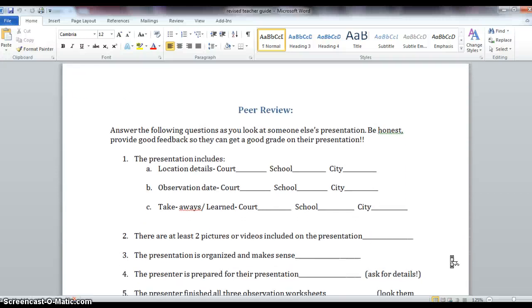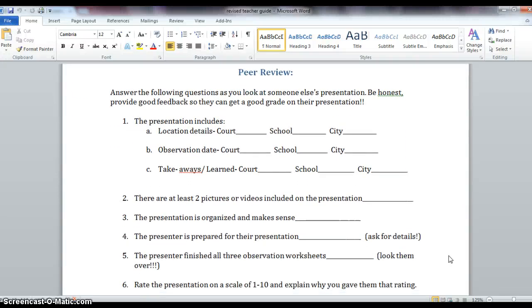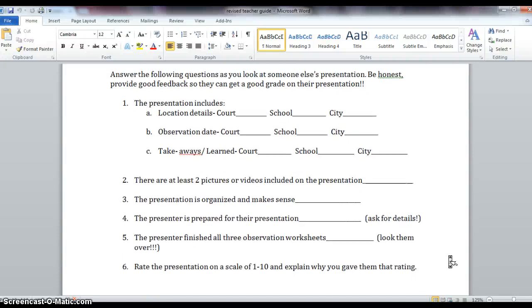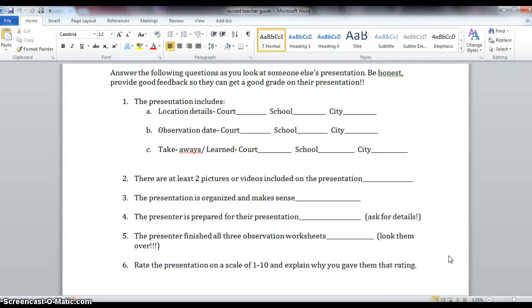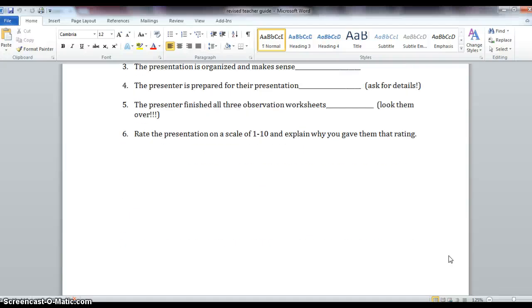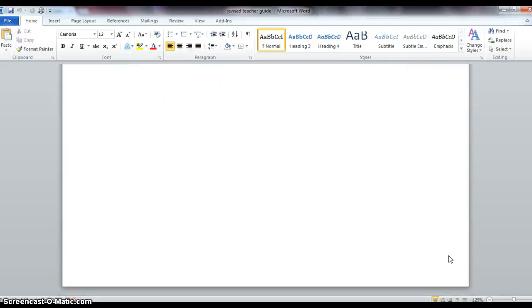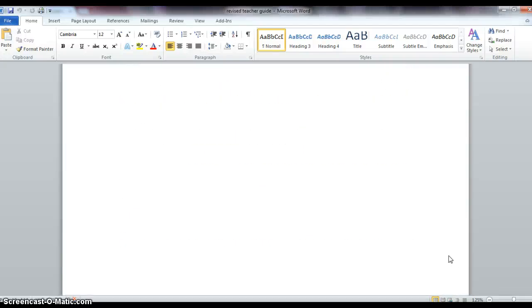They have a peer review to complete, like I said, based on the requirements for the Prezi. They will look at their partner's Prezi and grade it according to the requirements. Then they would have a chance to review it before they turn it in to be graded by me.